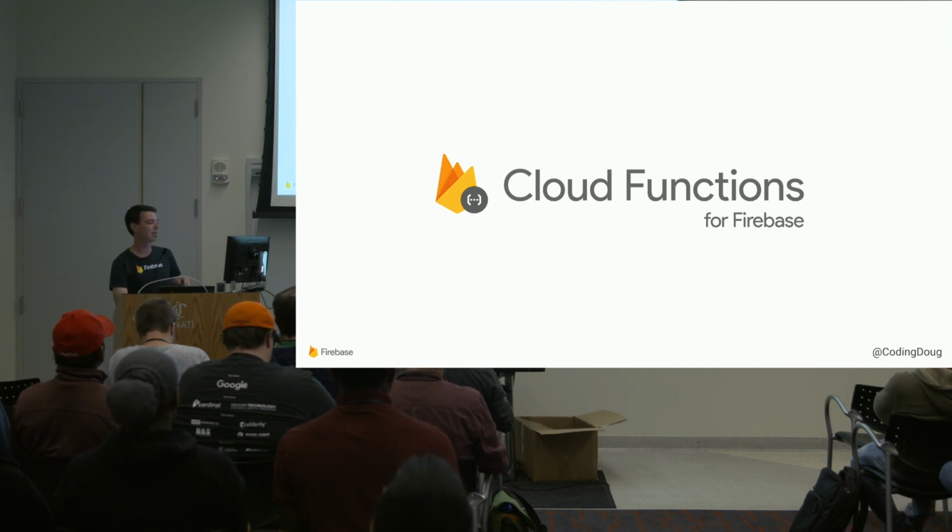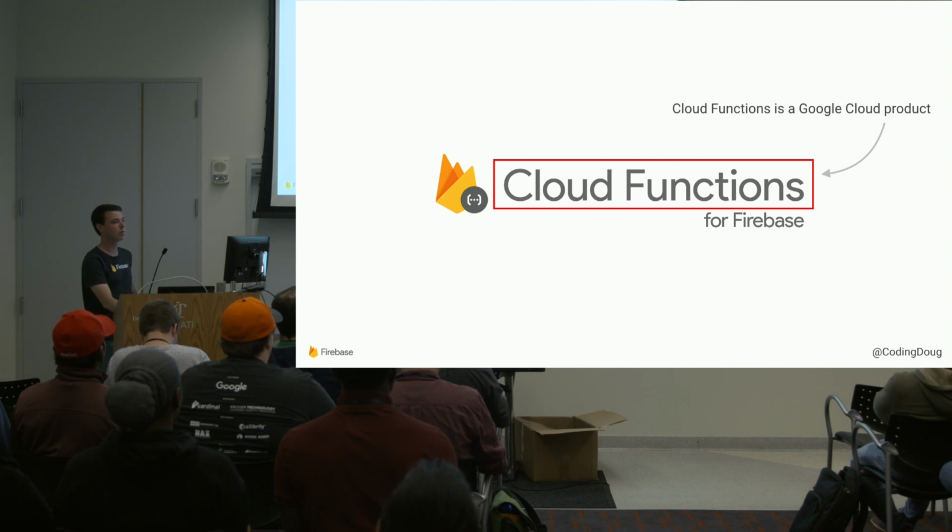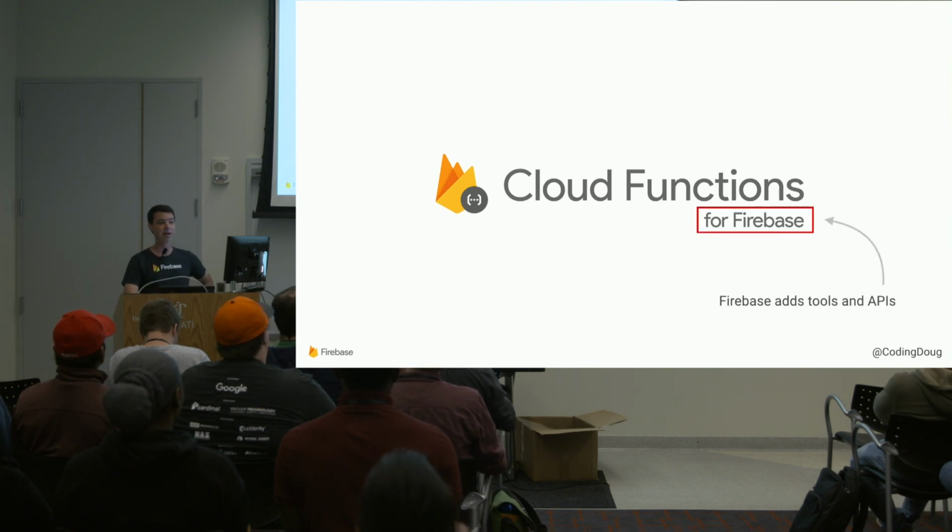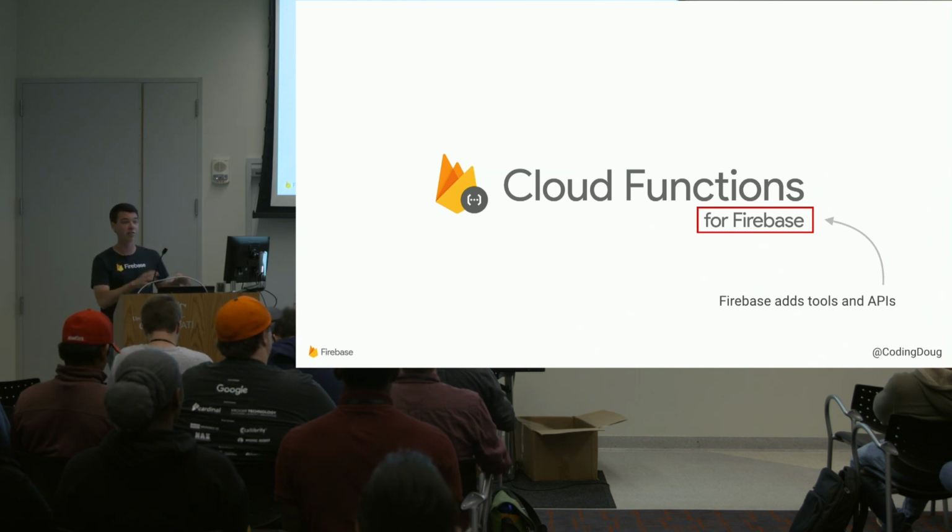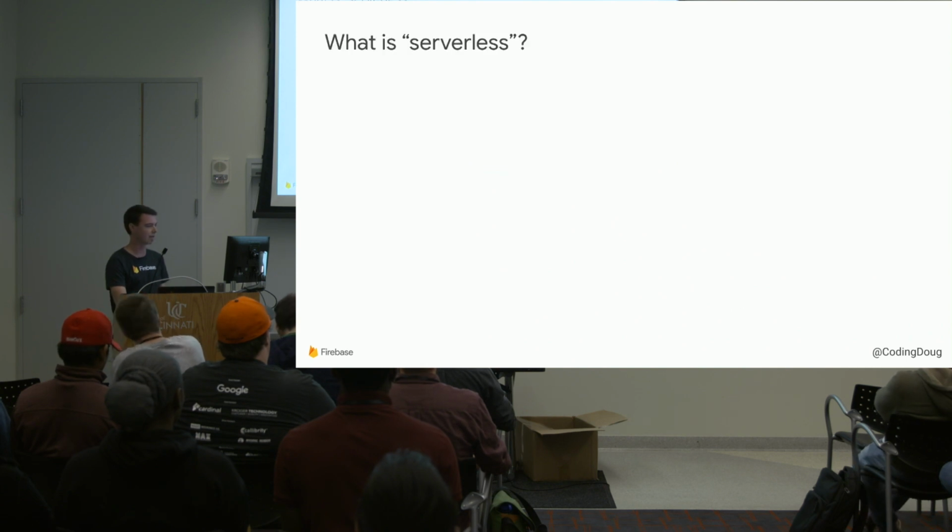So a little bit about Cloud Functions. Cloud Functions is a Google Cloud product. It's not a Firebase product. Firebase adds APIs to it. So the core Cloud Functions product is a Google Cloud product, and then Firebase adds tooling and APIs and event providers. And I'll talk about that. It turns out most of the usage on Cloud Functions actually comes through Firebase. It's not actually through Cloud, just because Firebase adds so many awesome things that you can do on top of that. And I'll give some demos of that later.